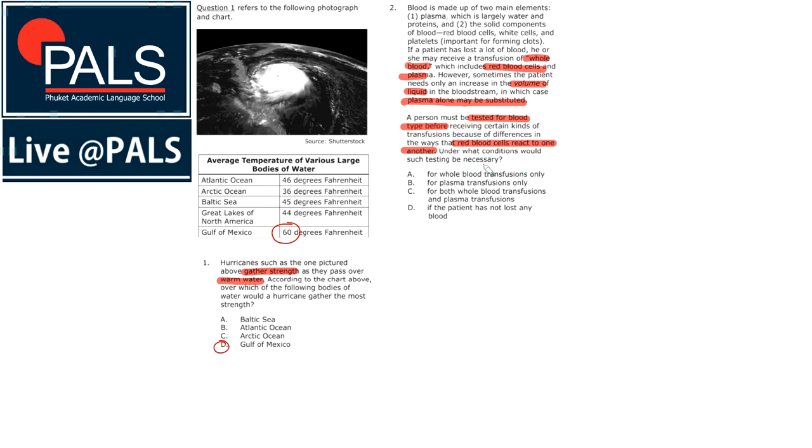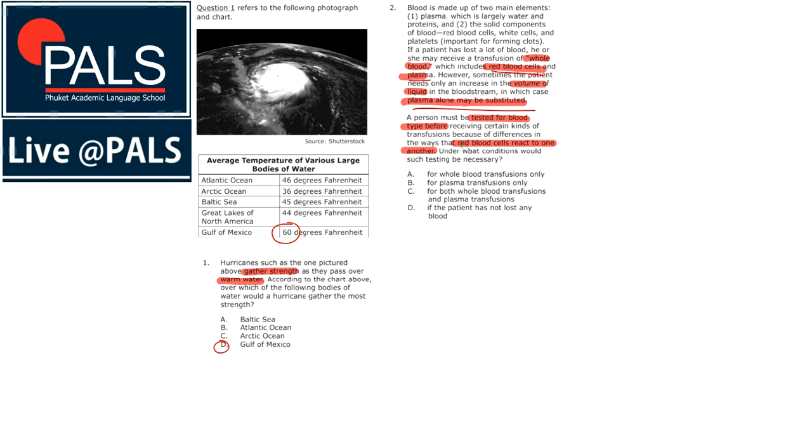Under what conditions would such testing be necessary? For whole blood transfusions only, for plasma transfusions only, for both whole blood transfusions and plasma transfusions, and if the patient has not lost any blood. So we were told in the reading above that whole blood transfusions contain red blood cells and plasma, whereas plasma transfusions contain plasma alone and not red blood cells.